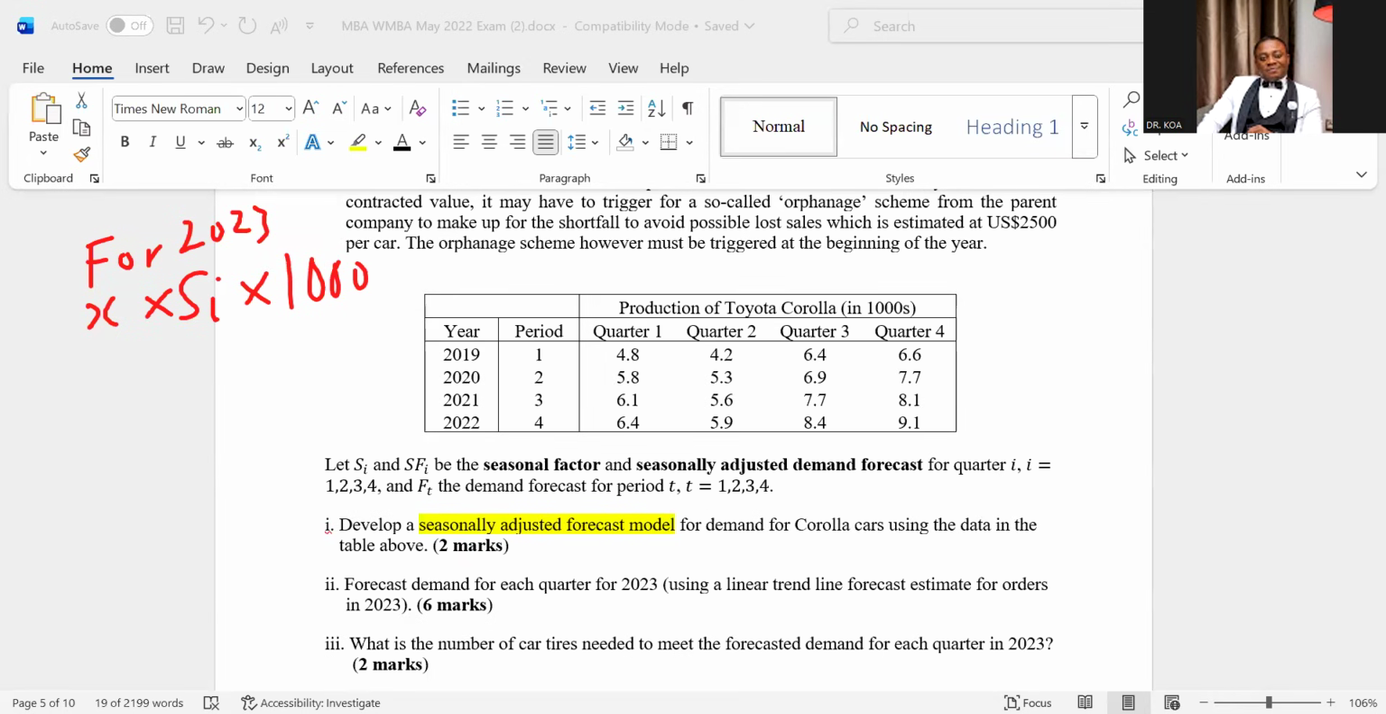So you're going to take the number of tires, which is 5. So for the first quarter, it's going to be 5 times 9.161, I think, multiplied by 1,000.